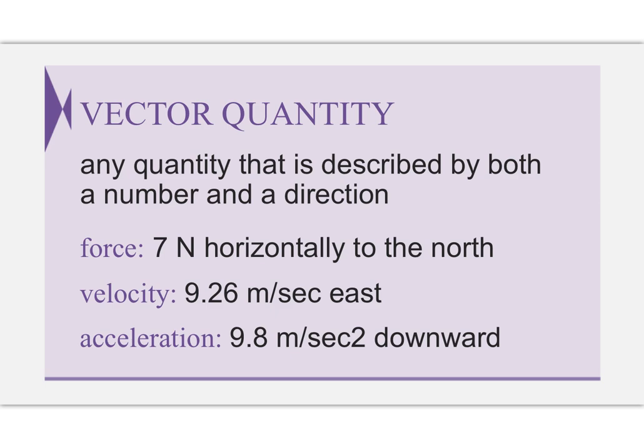one measurement, a vector quantity is a quantity that's described by both a number and a direction, okay? And that direction is very important. It changes how you treat this. So all of a sudden, instead of just telling me miles per hour, now we have 7 north horizontally to the north, or 9.26 meters per second east. And so all of a sudden we have a direction.